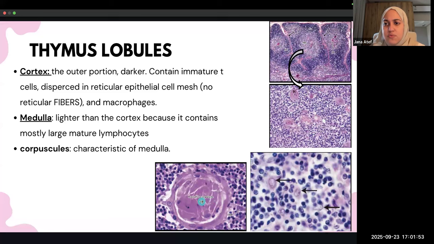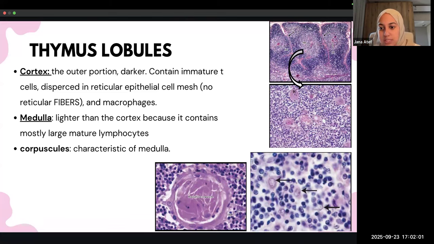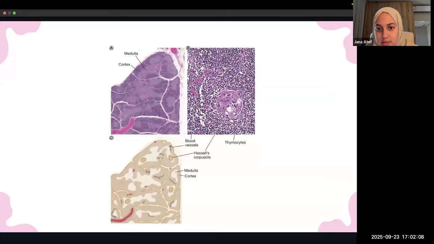Hassall's corpuscle is very, very important. Most likely they're going to give you a question with a Hassall's corpuscle, like, what is this and where is it found? It's found in the medulla of the thymus. What's the white part called? What white part? Where do you see white? Do you mean these lines, Danny?